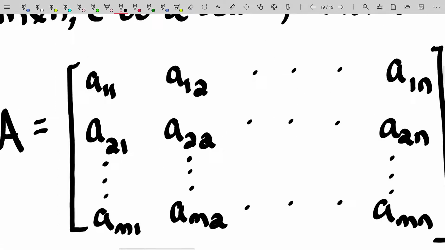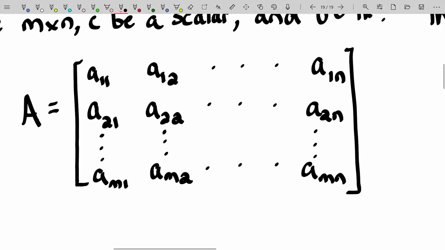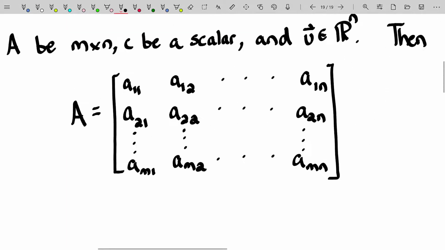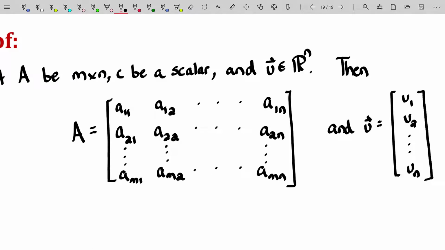And this notation is actually going to be used in your linear algebra course for later topics, so you might as well get used to it now. A sub 2n means second row, nth column. And you can see it goes all the way down to the mth row, first column, mth row, second column, all the way to the mth row, nth column. That is the most general form of an m by n matrix that you can possibly make. And we'll also let u be the vector u1, u2, all the way to un.